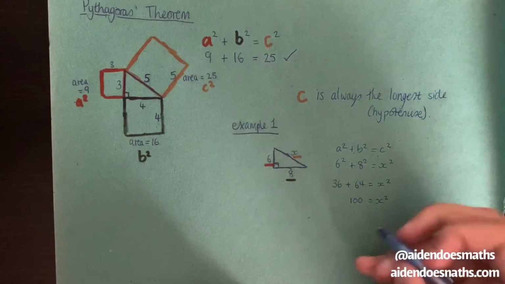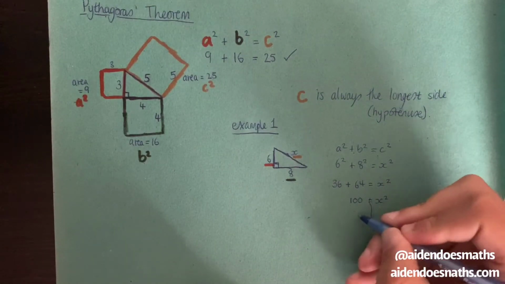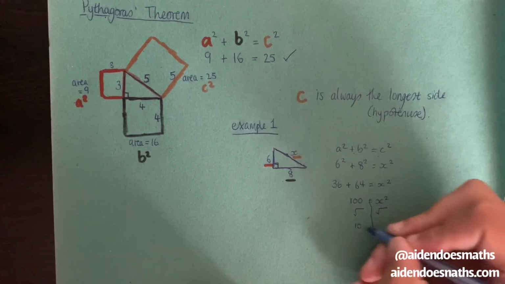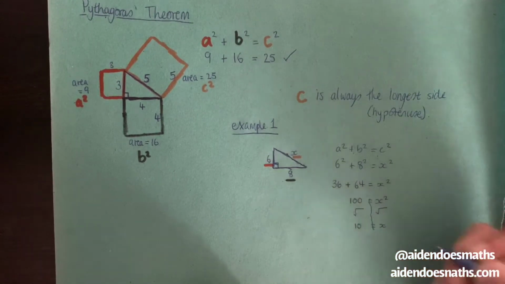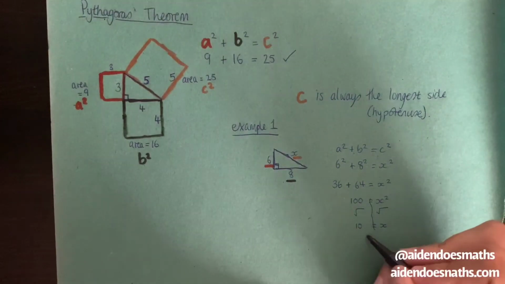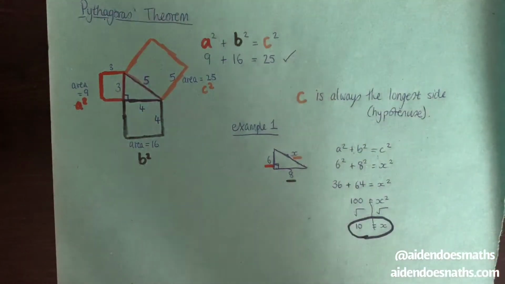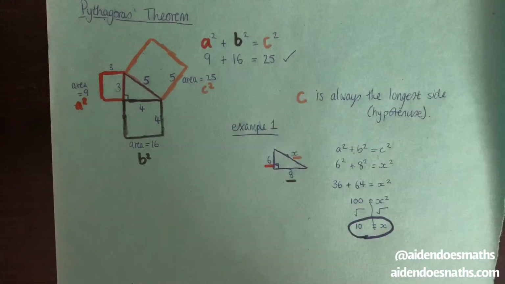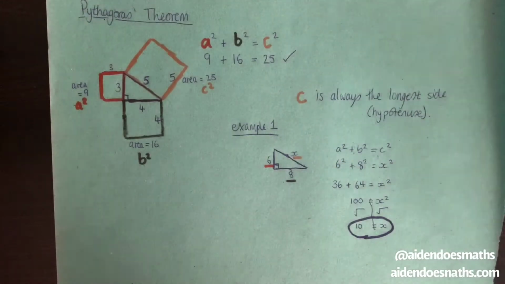We've found X squared. So we just need to square root both sides. So that gives us X equals 10. And that actually is just our solution there. So our solution is X equals 10. So that longest side of our triangle has a length of 10 units.